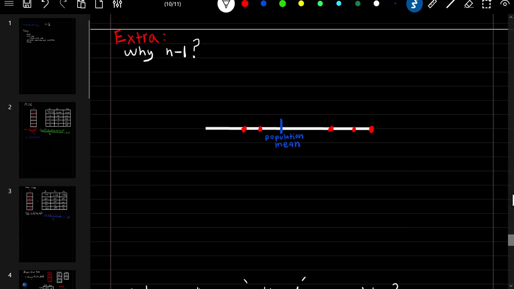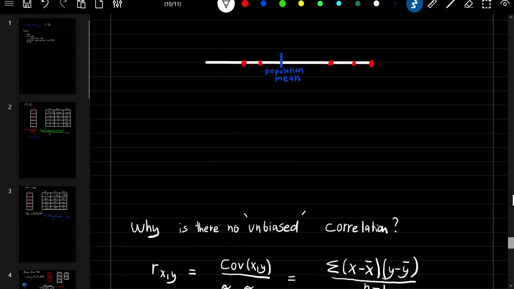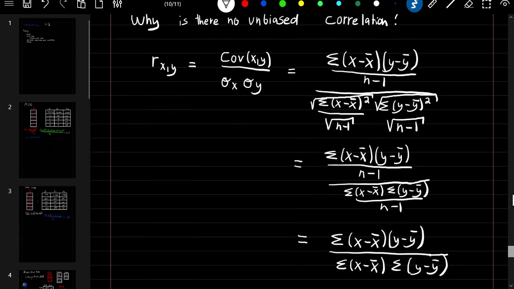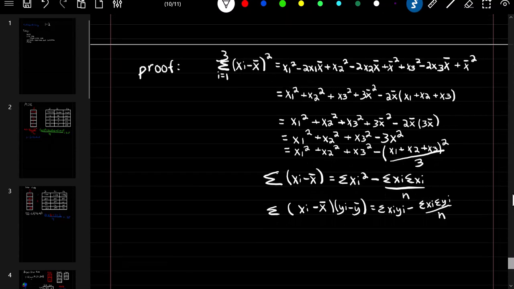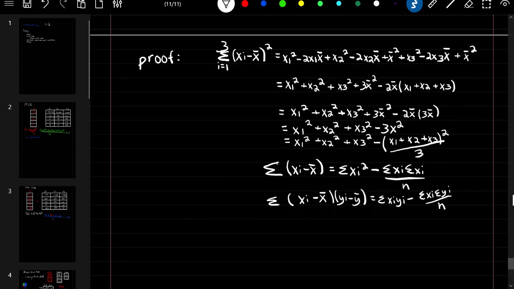And what we're going to be solving for is why use n-1 in the sample variance, why is there no unbiased correlation, and then why those summation formulas that we worked out for correlation before make sense.